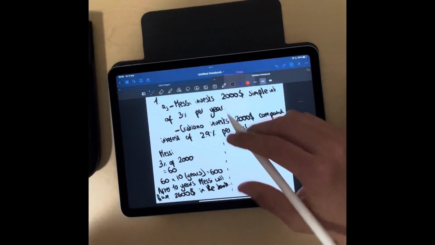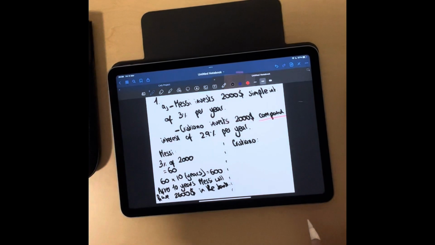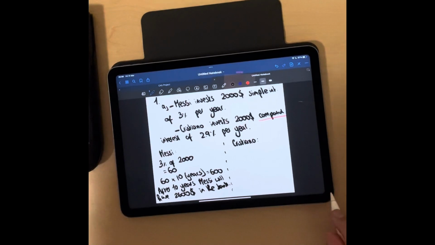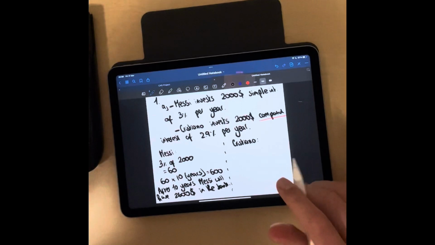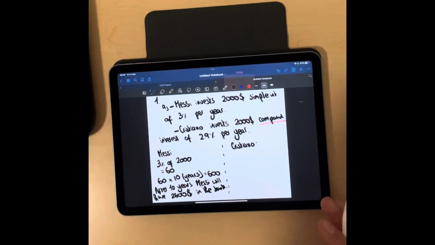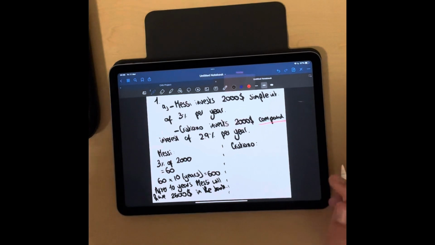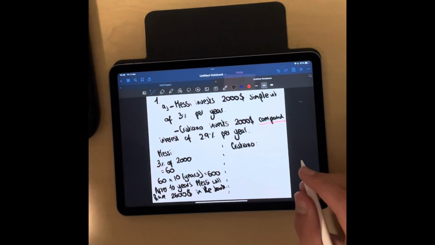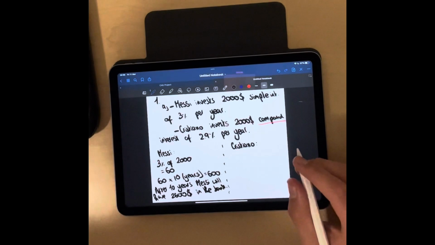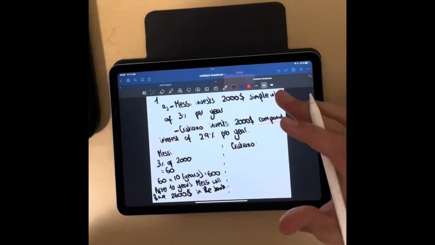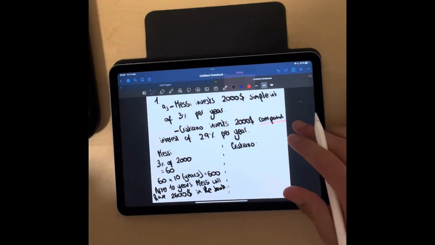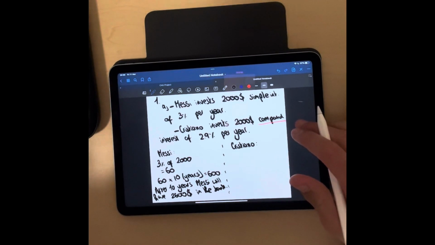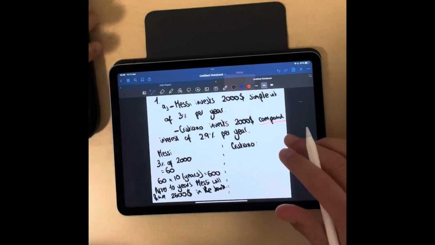Now we take the case of Cristiano, who's invested at a compound rate of 2.9% per year, and we actually realize that he actually gains more money despite his interest rate being lower, and this is because it's compounded. So what we do is we could either use the formula, but we don't want to use the formula. So this is where the calculator actually comes in. So for the calculator, it's very simple.